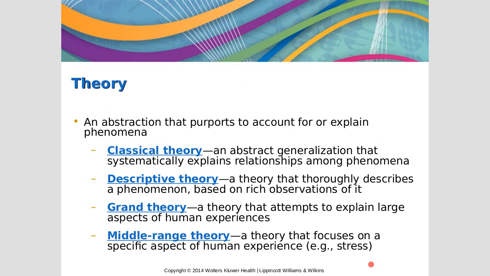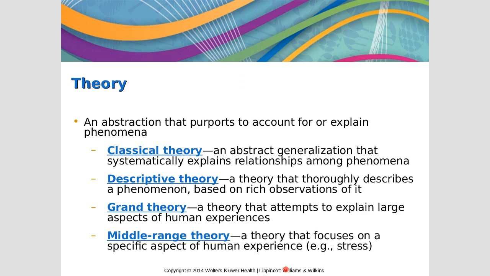So first of all, let's start with some basic understanding of terms. What is a theory? A theory is an abstraction that purports to account for or explain phenomena. There are a couple of different examples here. The classical theory is an abstract generalization that systematically explains relationships amongst phenomena. Then you have a descriptive theory, which thoroughly describes a phenomenon based on rich observations of it. You have a grand theory, a theory that attempts to explain large aspects of human experience. And then middle range theory, a theory that focuses on specific aspects of human experience.